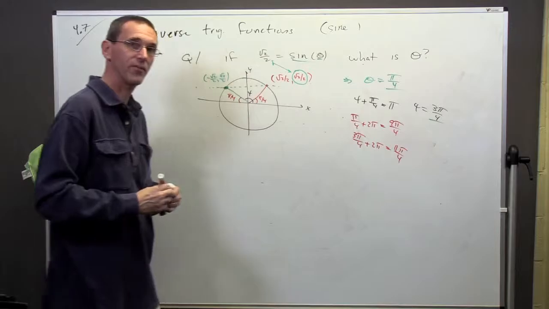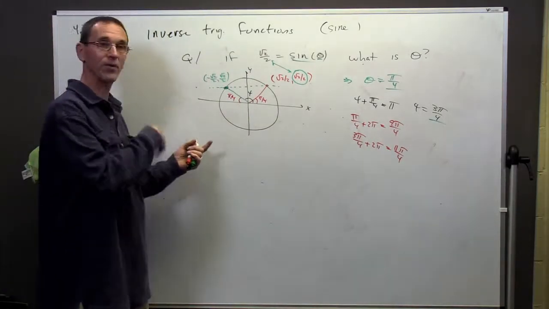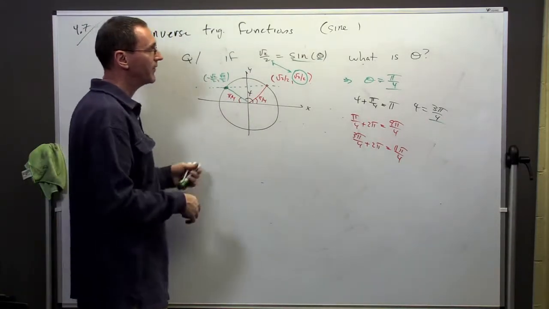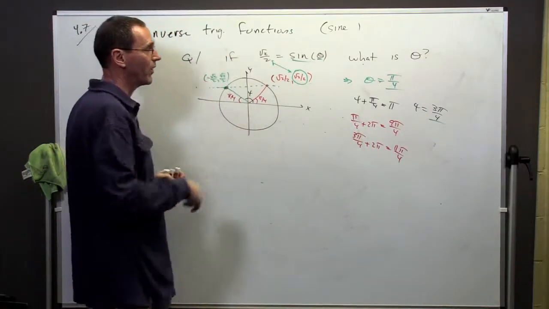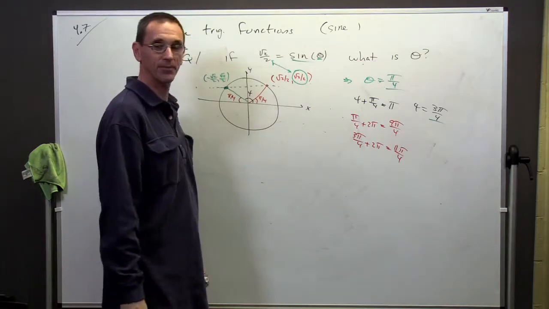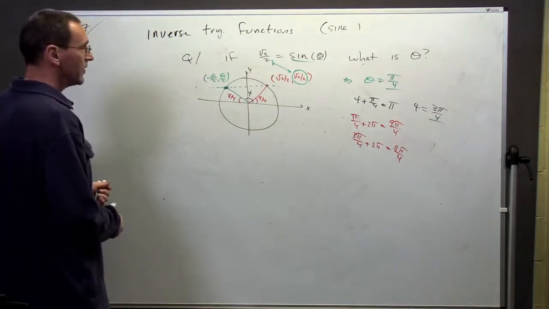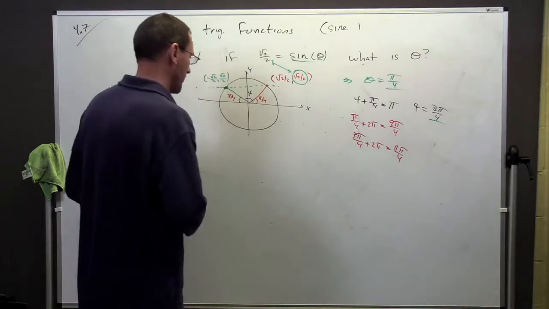So another answer is 11 pi over 4, and I can just keep doing that over and over again. So there are many, many different angles that are going to give me a solution to this equation. So I've got a problem here. Okay. So let's back up and think about this in terms of functions, see what's going on here.